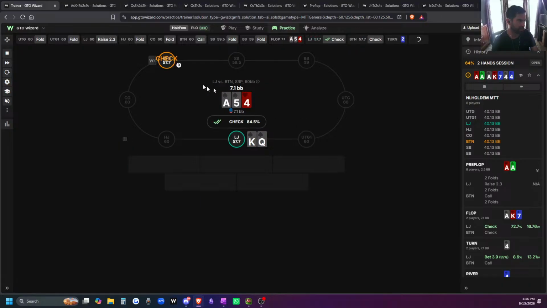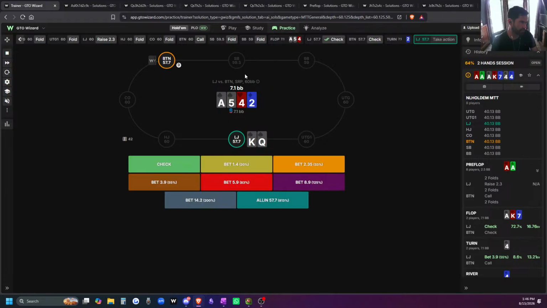I think it's slightly better to check. A 2 on the turn. How many threes does this guy have? Ace 3. There's no king 3. There's no like 3-4, pocket threes. It's sort of an irrelevant turn card. Pocket 2s gets there. I'm going to keep checking.